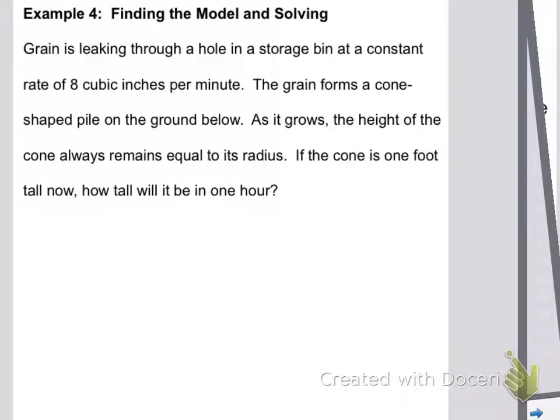Okay. Next example. Grain is leaking through a hole in a storage bin at a constant rate of 8 cubic inches per minute. The grain forms a cone-shaped pile on the ground below. As it grows, the height of the cone always remains equal to its radius. If the cone is 1 foot tall, how tall will it be in 1 hour?